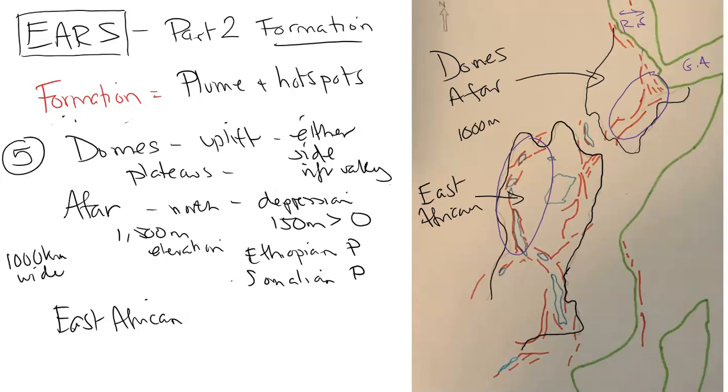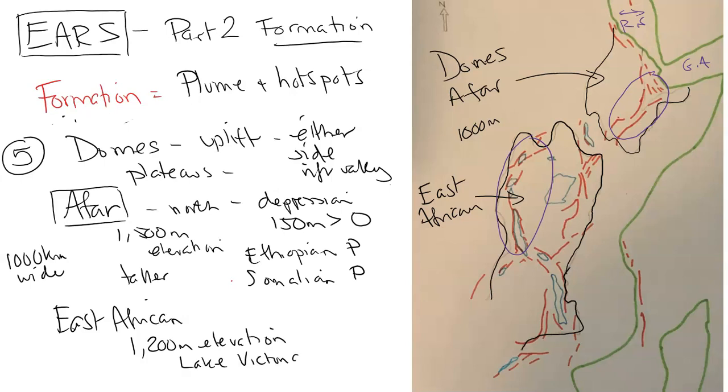And these range in elevations, but they are a lot higher. So the Afar Dome is a lot taller, higher than the East African. East African does stretch further, but it's not as high, not as tall. So this one is 1,200 meters on average elevation. It does include Lake Victoria. It has the western branch, which is younger, versus the eastern branch, which is either side of it.